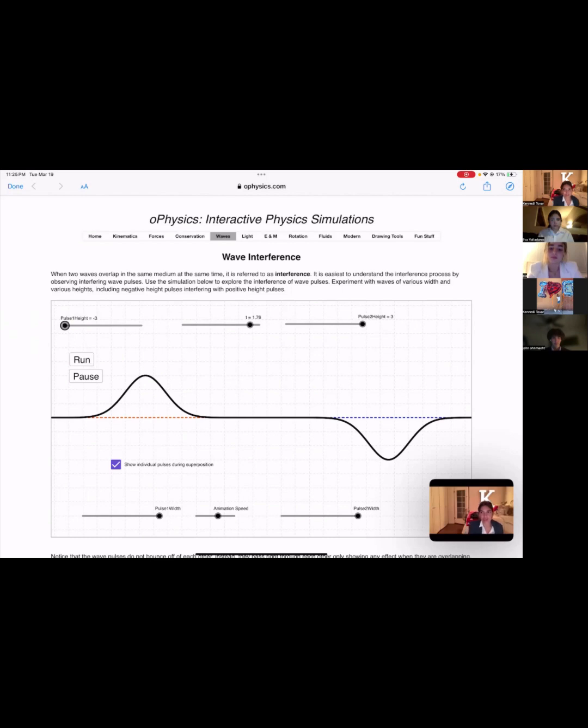So when these waves go, as you can see, they cancel each other out and almost make a straight line when they pass through each other, because one is a negative height and one is a positive height.